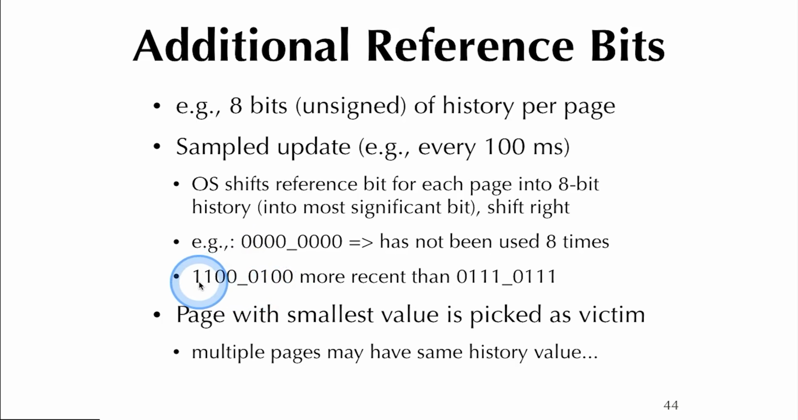But if you have 11000100, that means 1 is the most recent, and then the previous cycle, and then one before. And compare that to one where the most recent hasn't been used, and then 111. Right? So just looking at it as an unsigned number gives you an idea of the relative age, right? If it's a larger unsigned number, that means it has been used pretty recently. If it is a smaller number, that means it's an older page, right? So you want to pick the one with the smallest 8-bit history value as the victim.